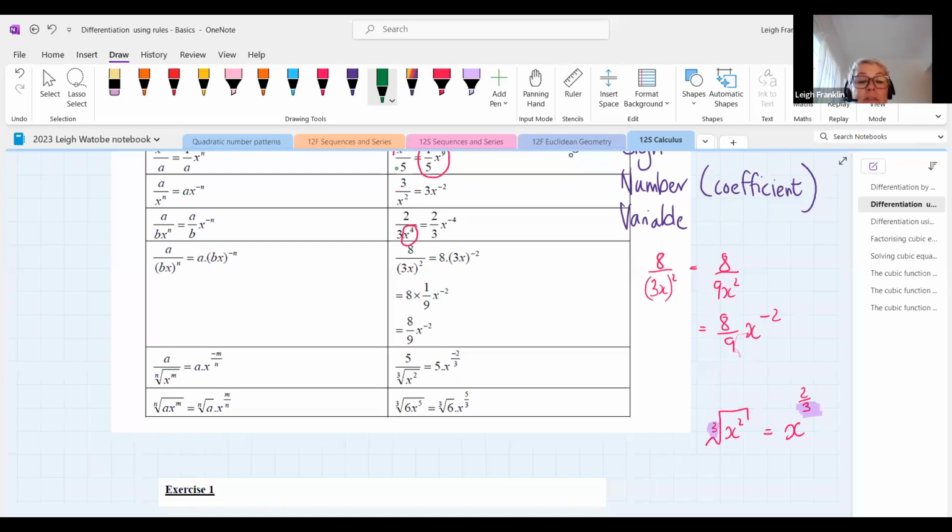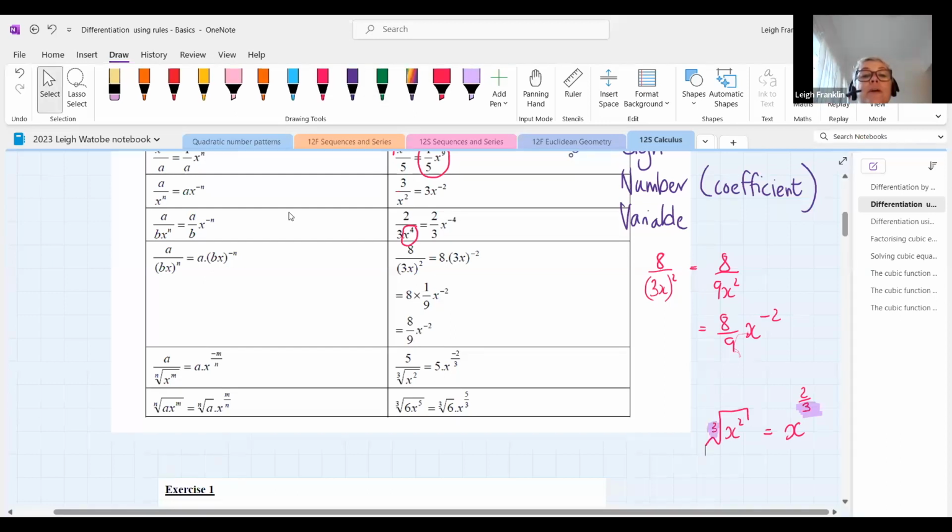In this particular question, there's not really much that we can do with the 6. It would remain as the cube root of 6, and then we can rationalize our exponent and write it as x to the power of 5 over 3. Are there any questions?